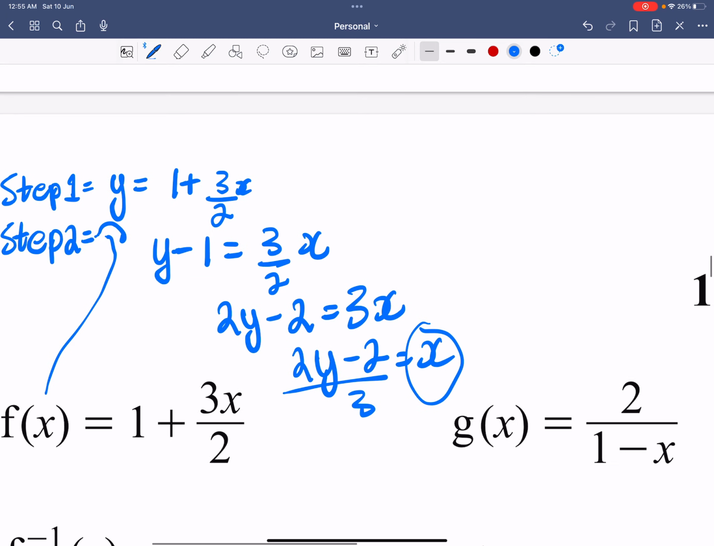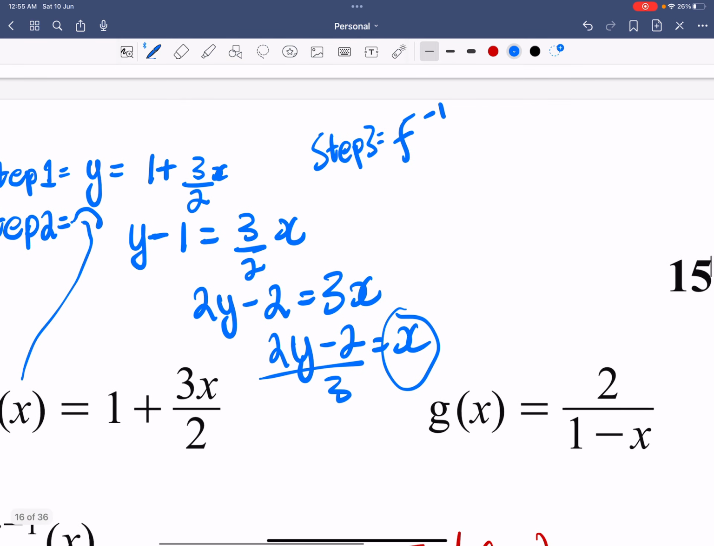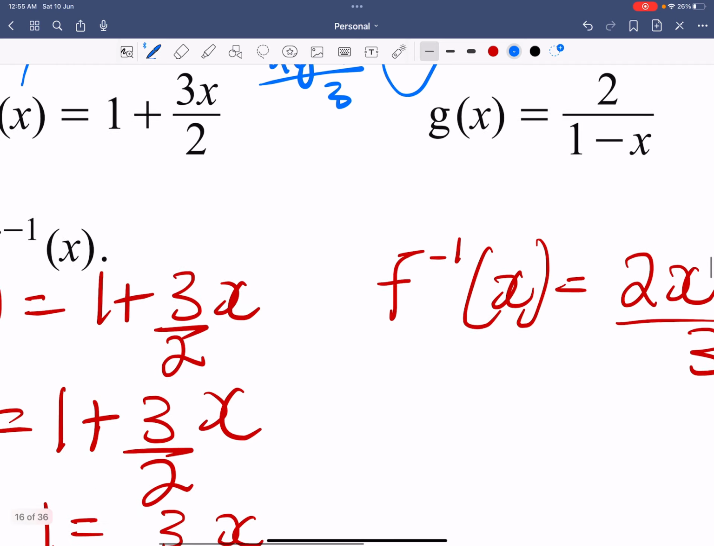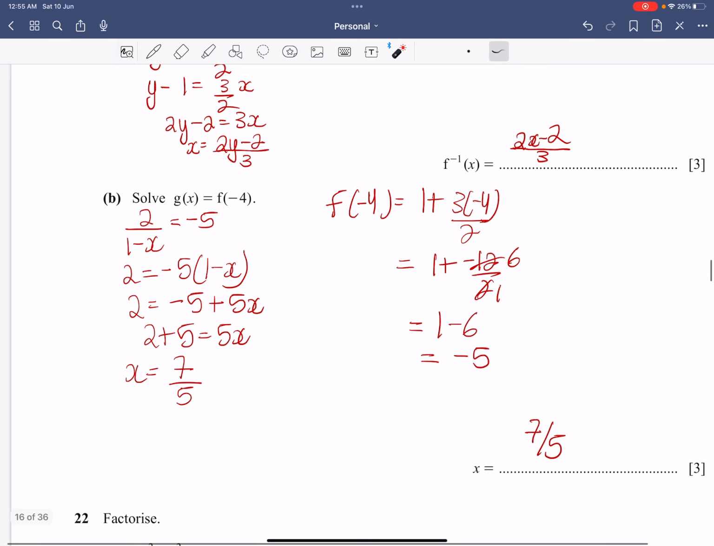Then replace x by f inverse of x. Step 3, which is replace f of x, replace x by f inverse of x and y by x. So that will be 2x minus 2 divided by 3. So this will be your answer, which is 2x minus 2 divided by 3.